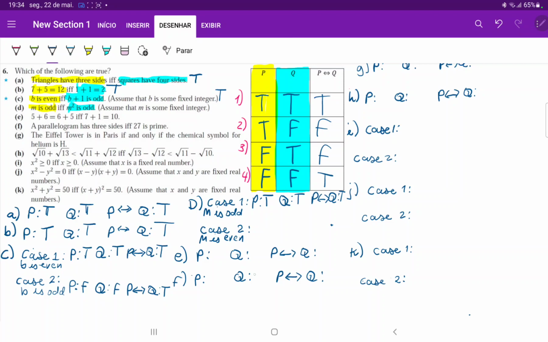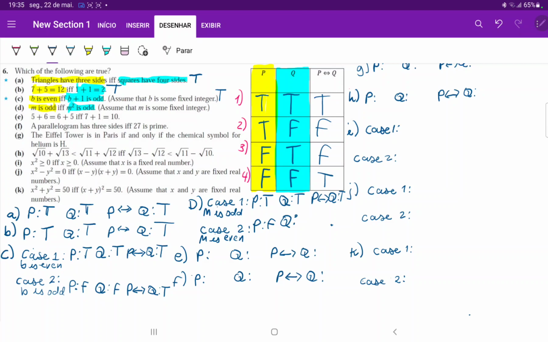Now let's consider the case where m is even, right? So in the case where m is even, then p, m is odd, is clearly false. So p is false, right? What about q? If m squared is odd, right?